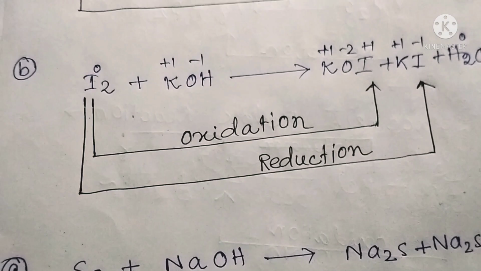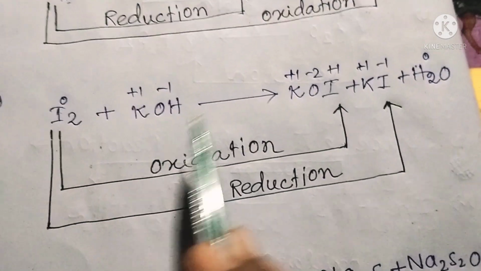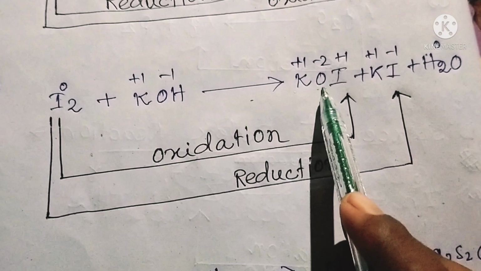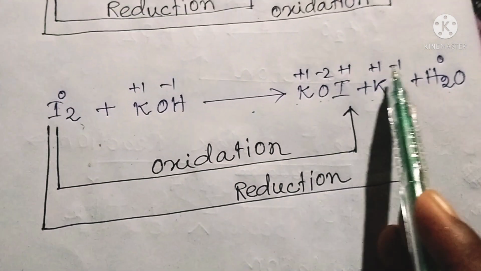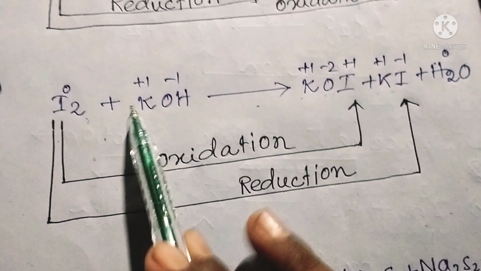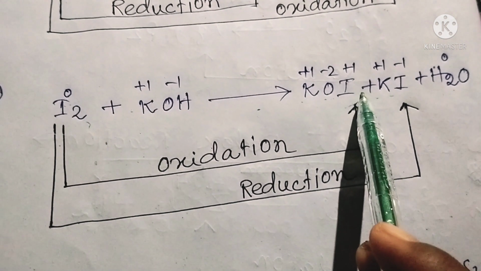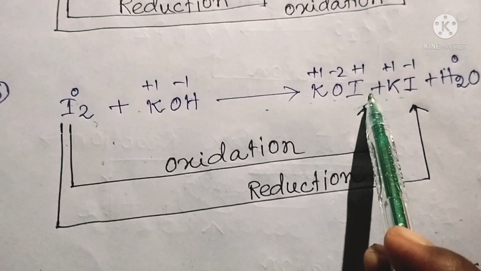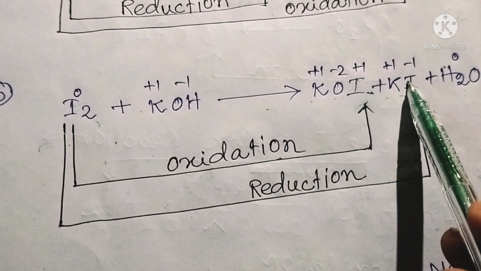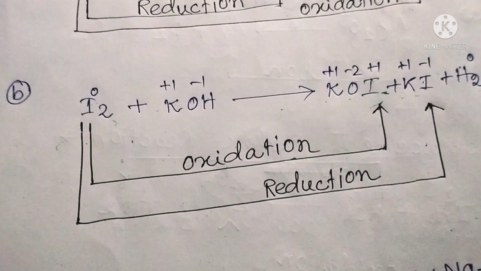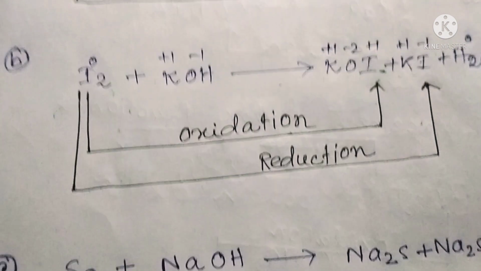Next example is I2 plus KOH turns into KOI plus KI plus H2O. These all are the oxidation states right here. So from 0 to +1, oxidation number increases, so oxidation occurs. And from 0 to -1, oxidation number decreases and reduction occurs.